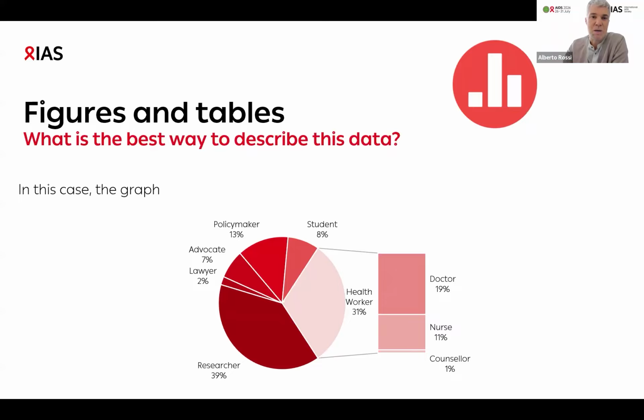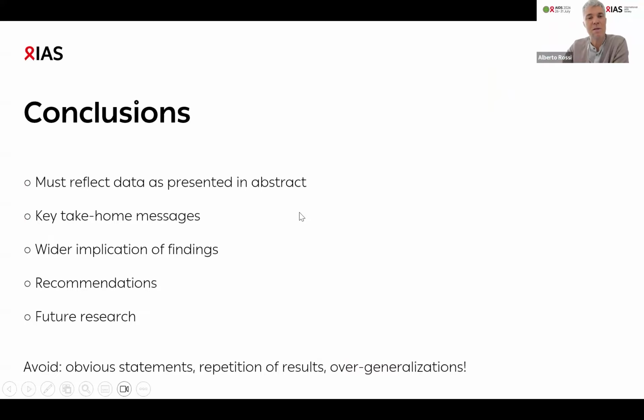Okay, and now we are done with the results, and we're going to move into the conclusion section. So the conclusion must reflect the data presented in the abstract, and this is very important because sometimes we read the intro, the methods, the results, and then the conclusion speaks about something else, which maybe is in the full article. But again, the reader hasn't read the full article yet. So there needs to be a connection, a flow, a story when you present your conclusions.